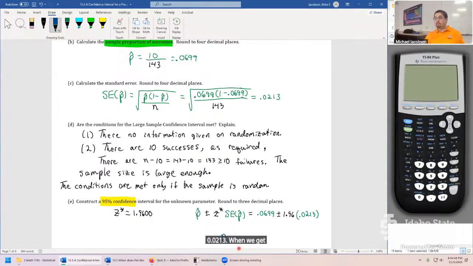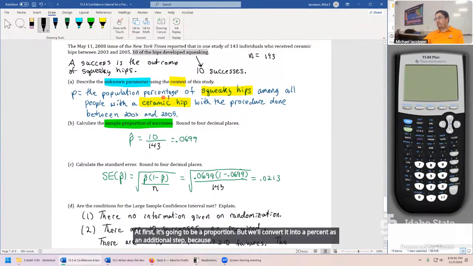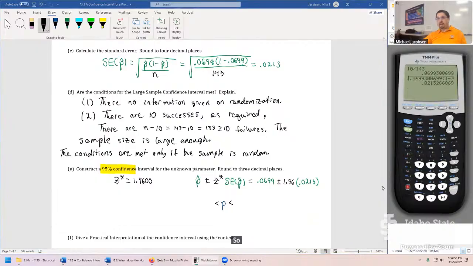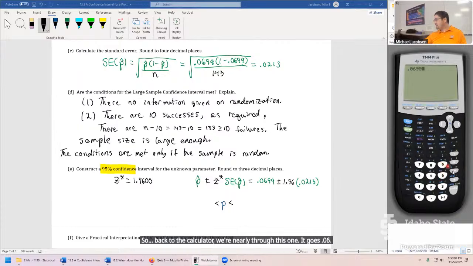When we get the interval, we're placing p in the middle. At first, it's going to be a proportion, but we'll convert it into a percent as an additional step because we're going to write out a conclusion mentioning the percent. So back to the calculator, we're nearly through this one. It goes 0.0699. Do minus first to get the lower bound. 1.96 times 0.0213. So here's the lower bound, and rounding to 3 decimal places, it's 0.028.